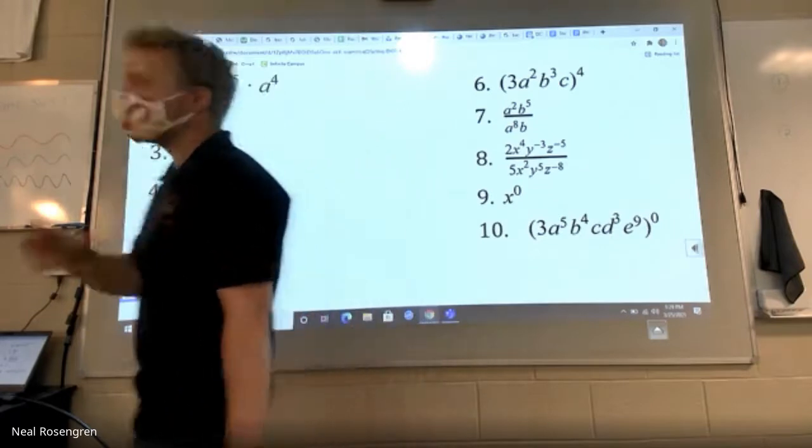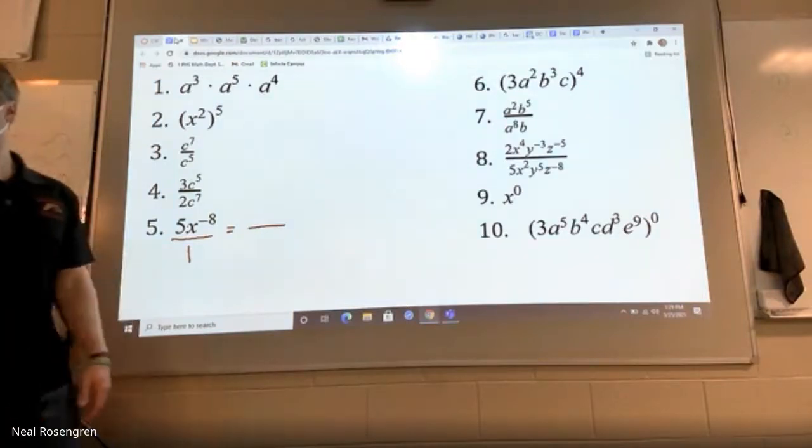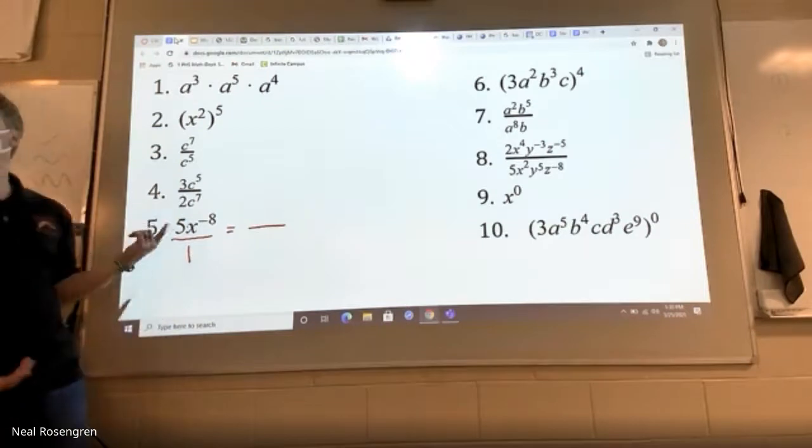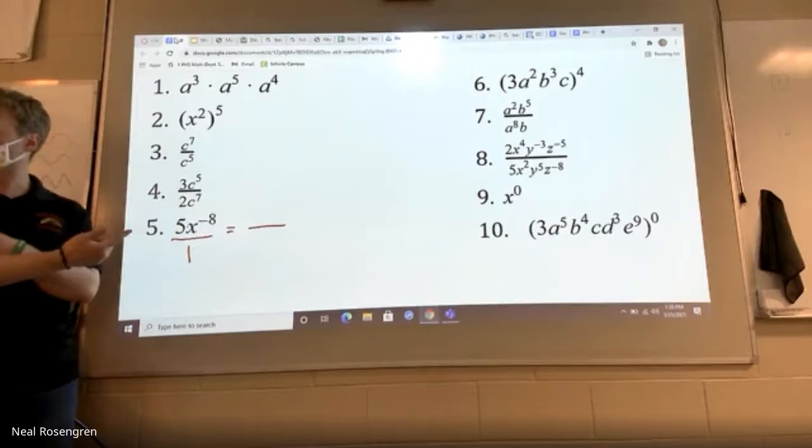Now, I don't have a bunch of x's and a bunch of numbers. I really only have a single number and a single x. The problem is, it's raised to a negative exponent. I just can't leave it like that. Just the x is being raised to negative 8, so just the x is going to move. Remember, negative exponents are my clue that that x is in the wrong spot. So the 5 is really on top of this fraction, right? Is the 5 being raised to a negative power? No. Then it doesn't move.